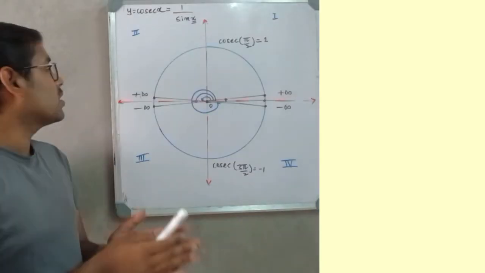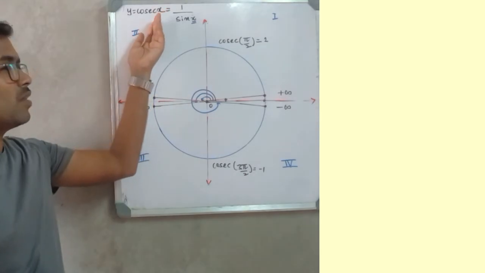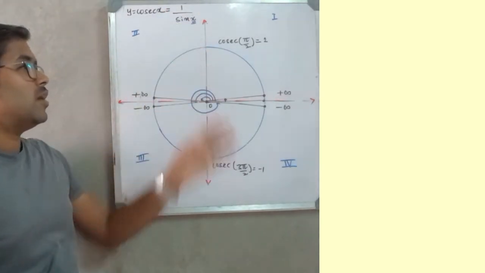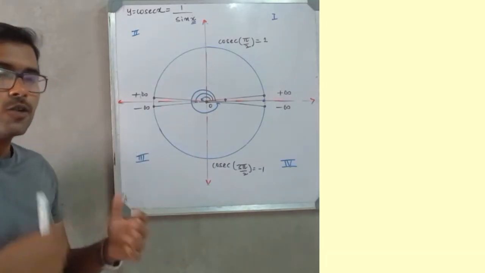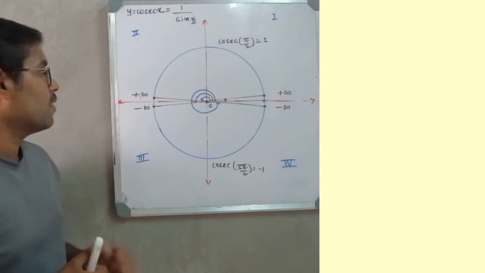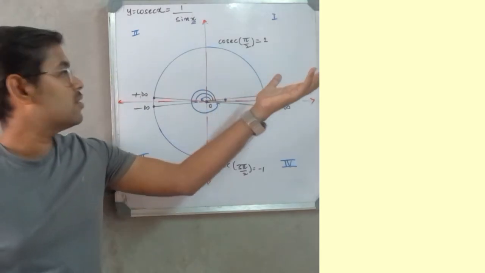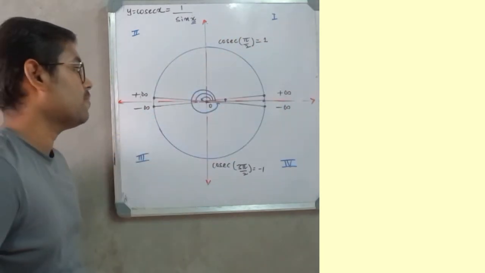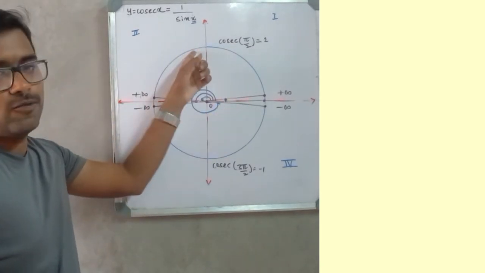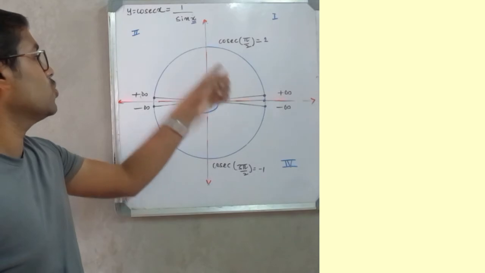Guys, now let us plot the graph of the function cosec x. The function cosec x is defined as 1 by sin x. To plot the graph of this function, we again need to understand its behavior in different quadrants. Let us first check the behavior of this function in the first quadrant. In the first quadrant, the value of angle x varies from 0 to pi by 2.